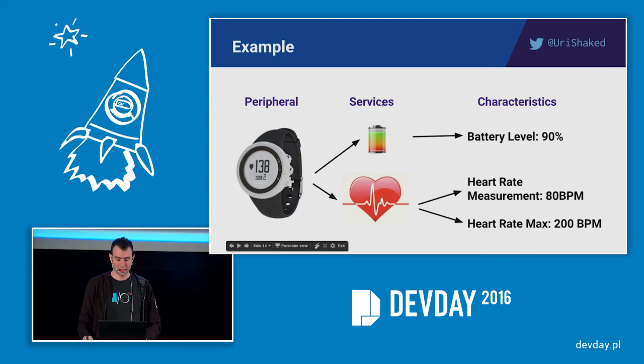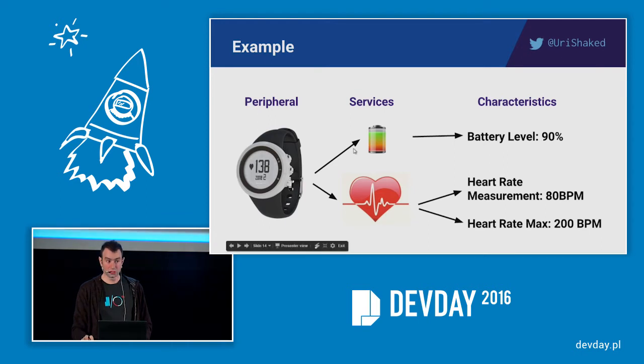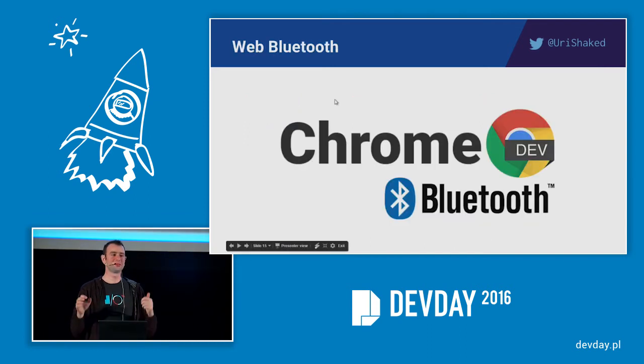So to recap: device or peripheral, services, characteristics, that's all we need to remember. And when we go to write our code, we'll actually go through this flow. First find the device, then find the relevant service, and read or write from the relevant characteristic. Each characteristic can be either read or written to. It depends on the device, but just like any other variable. So that's the basics of Bluetooth. And with that knowledge, we are finally ready to move on to Web Bluetooth.